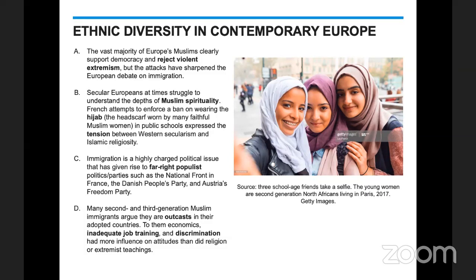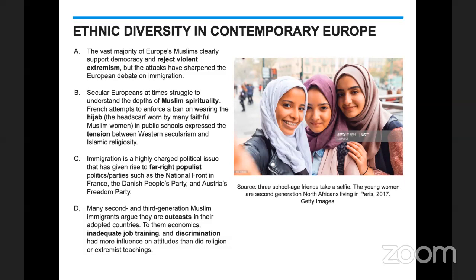the attacks have sharpened the European debate on immigration. So B, secular Europeans at times struggle to understand the depths of Muslim spirituality. In France, there are attempts to enforce a ban on wearing the hijab in public schools, and that just creates more tension between Western secularism and Islamic religiosity.